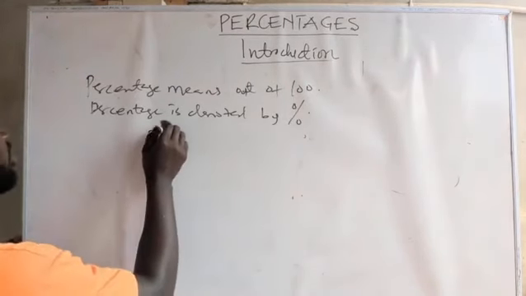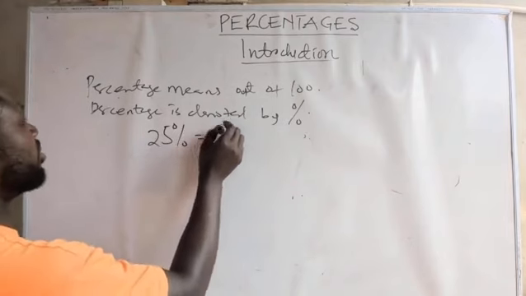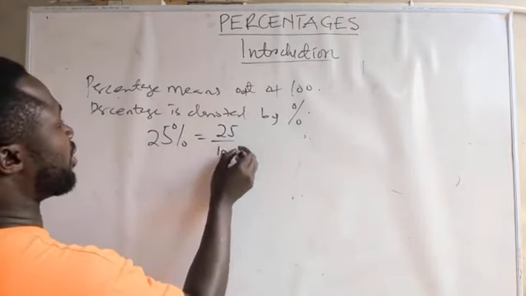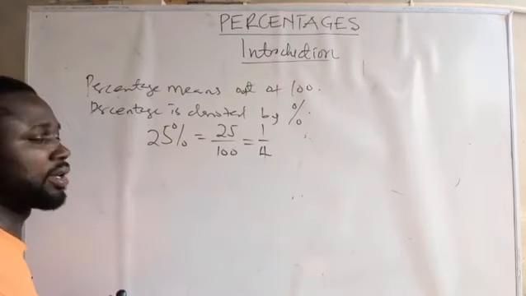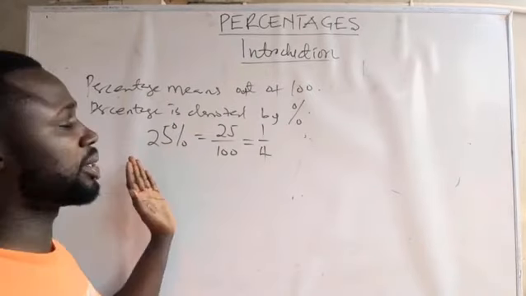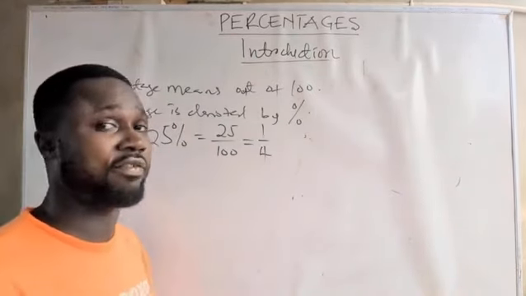So let's say when I write 25%, it means 25 out of 100. To simplify, you can say 1 out of 4. Okay, 25 out of 100, 25% is 25 over 100, which is 1 over 4.